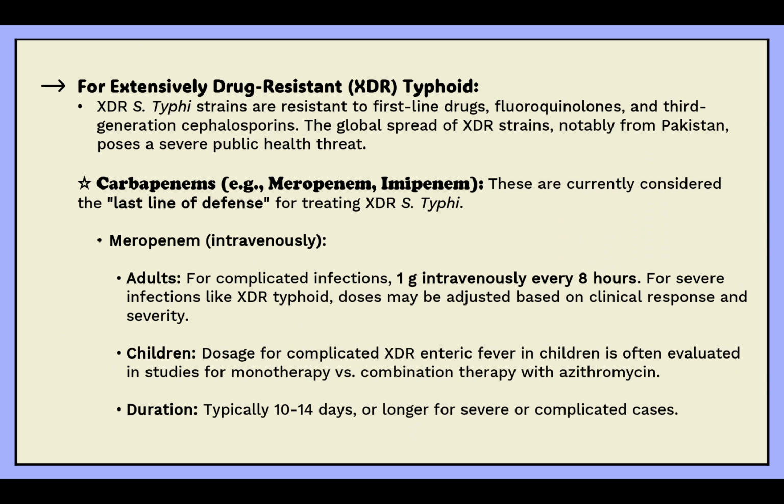For meropenem intravenous in adults with complicated infections, 1 gram intravenously every 8 hours is common, with doses adjusted based on severity. For XDR typhoid in children, dosing is evaluated in studies for monotherapy versus combination therapy with azithromycin. Duration is typically 10 to 14 days or longer for severe cases.